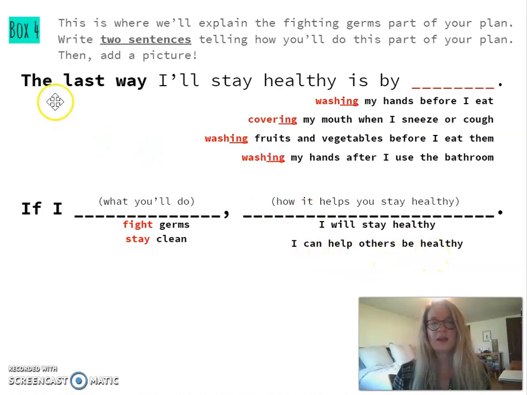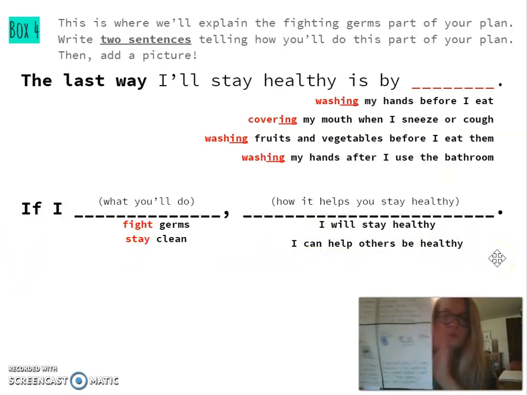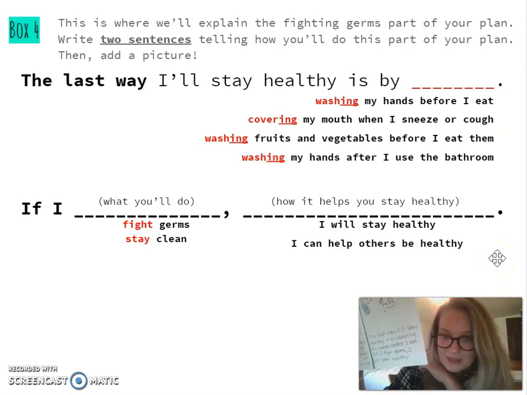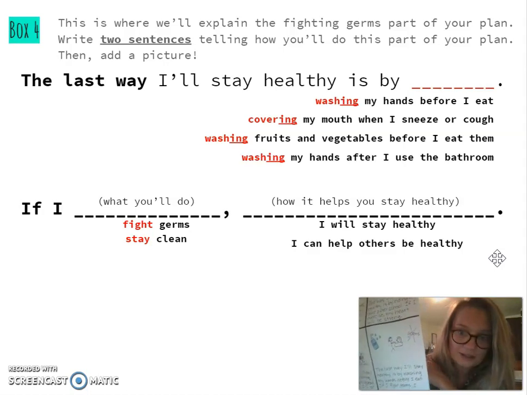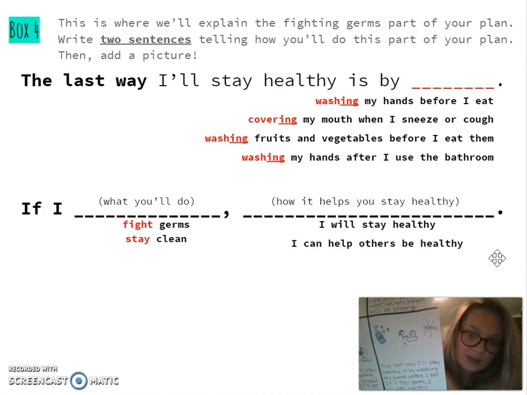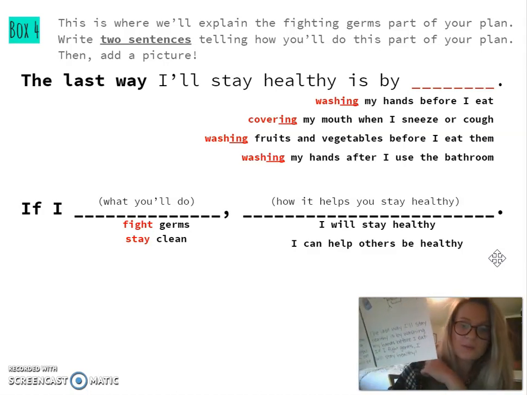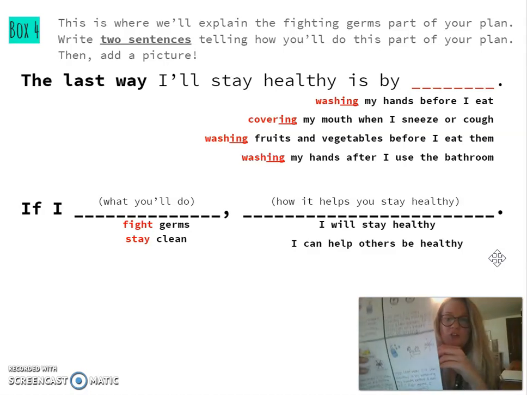We could say, the last way I'll stay healthy is by washing my hands after I use the bathroom. If I fight germs, I will stay healthy. For mine, if we look, we can see it. It says, the last way I'll stay healthy is by washing my hands before I eat, period. If I fight germs, I will stay healthy, exclamation point, because me being healthy is exciting. I drew a picture of me washing my hands. I have the soap bubbles. I crossed out germs. I added pictures that match my sentence about fighting those germs.